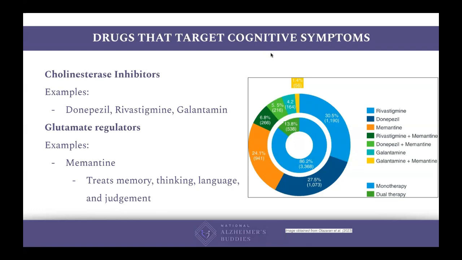As you can see from the pie chart here, the different drugs used to target cognitive symptoms are used in different percentages. Sometimes you'll have dual therapy, which is having two drugs at the same time to target the cognitive symptoms, whereas a majority of the time you actually have monotherapy, where the patient will only have one drug at a particular time.